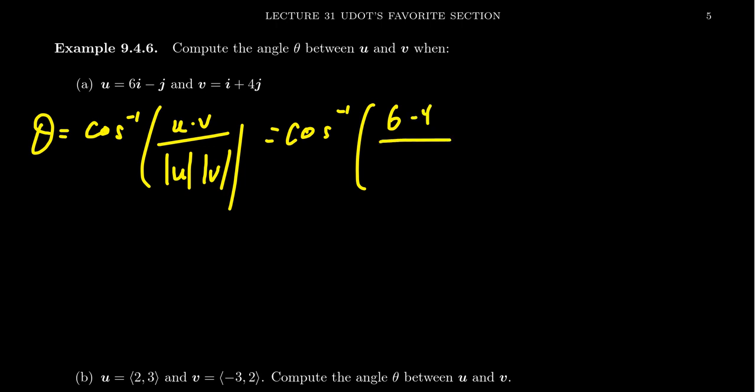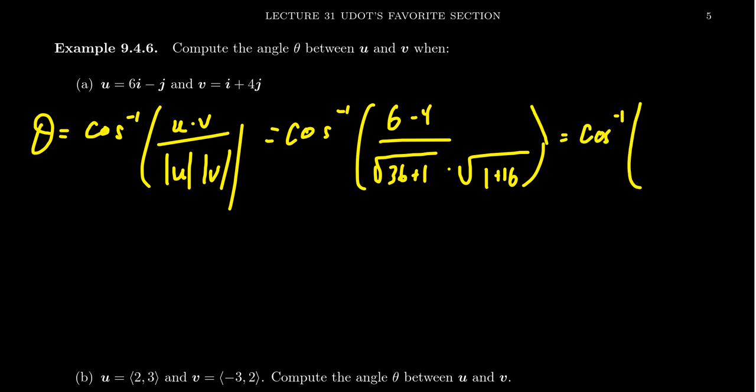We have to compute the magnitudes of these things, but the magnitude is just going to be the square root of the sum of the squares of the components. So you get the square root of 36 plus 1 for u, and then you're going to get the square root of 1 plus 16 for v. Try to simplify these things. You're going to get arc cosine of, in the top, 6 minus 4, which is 2. In the denominator, you're going to get the square root of 37, and you're also going to get the square root of 17. Neither of those are perfect squares.